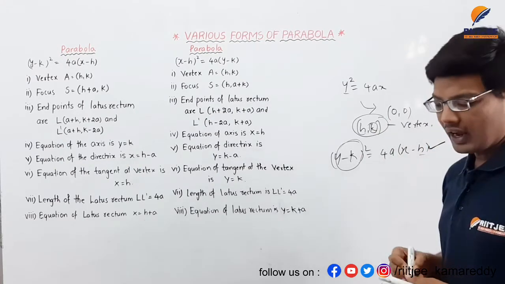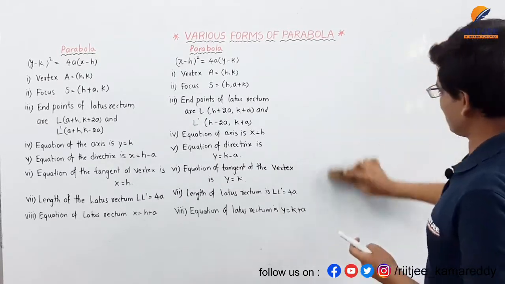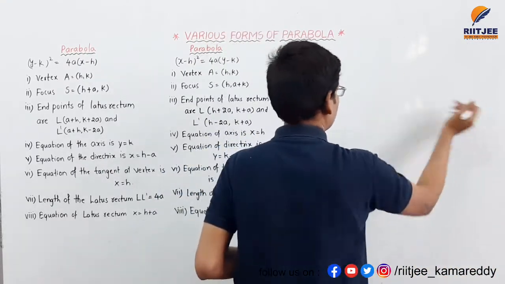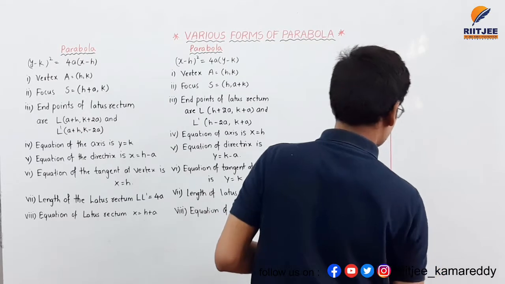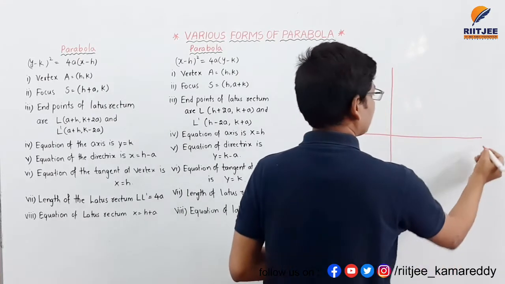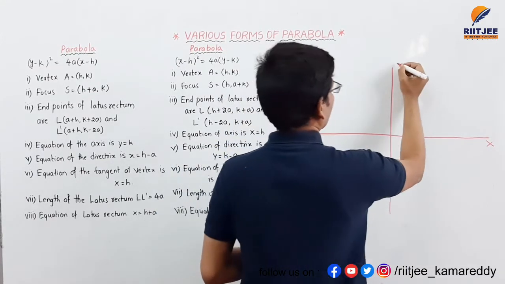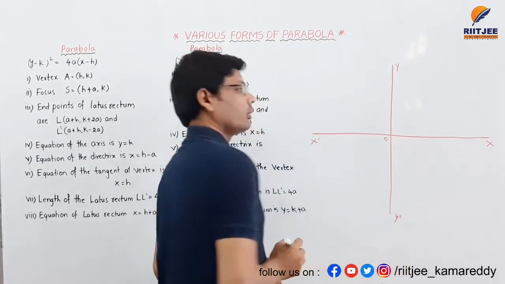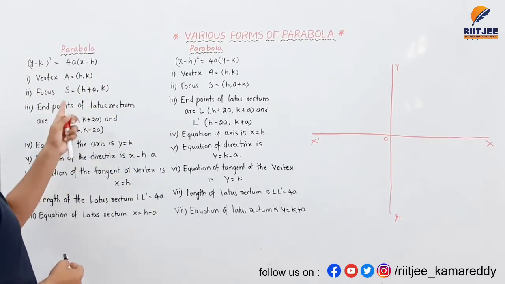Now let us go to the diagrammatical representation. Let us take the coordinate axes. This is the principal axis, x dash, and y dash. This is the origin O.